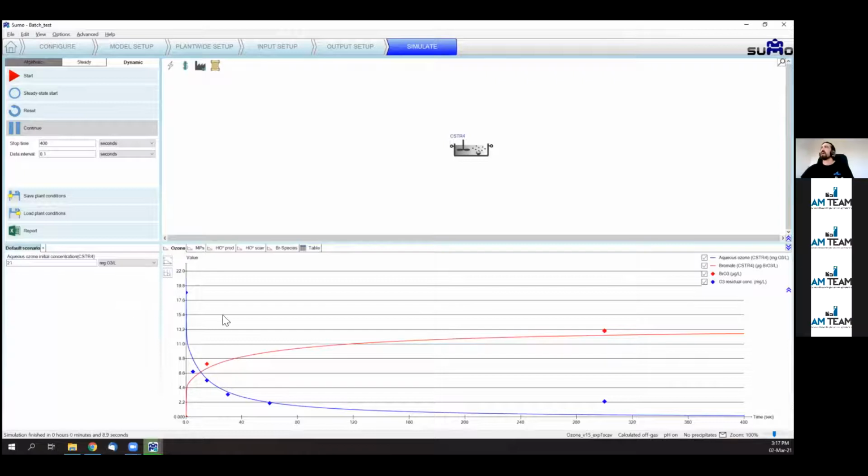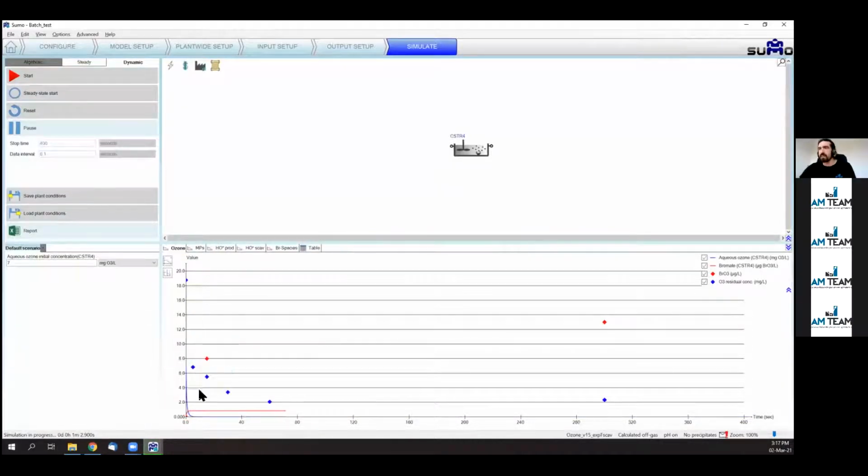Now, what happens if we divide this dose in 3 doses is that we start with the original water that we took at the beginning. So no ozone is added at this time. And we are going to give a first shot of 7 milligrams per liter of ozone.